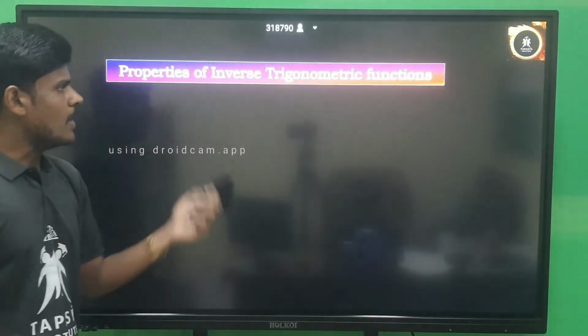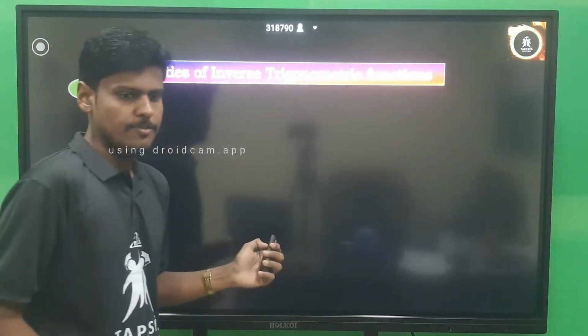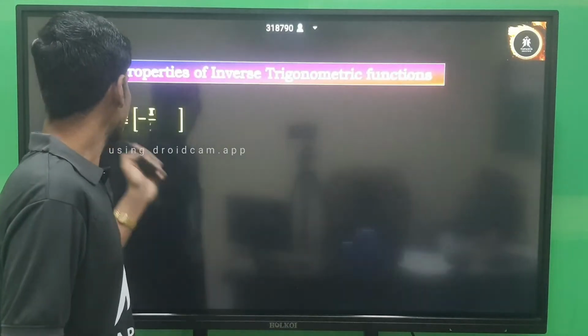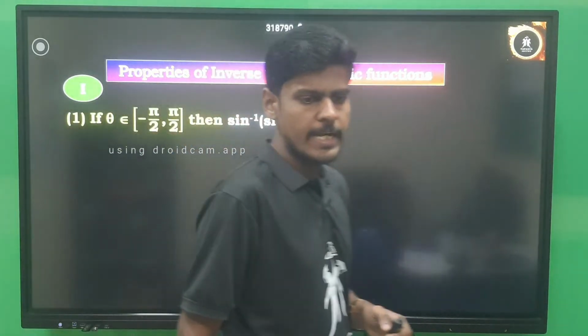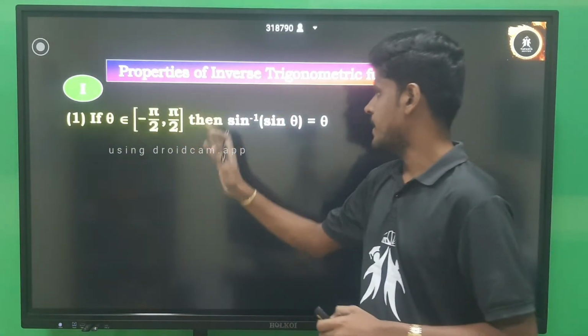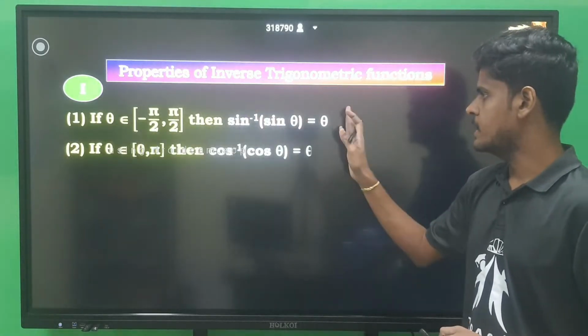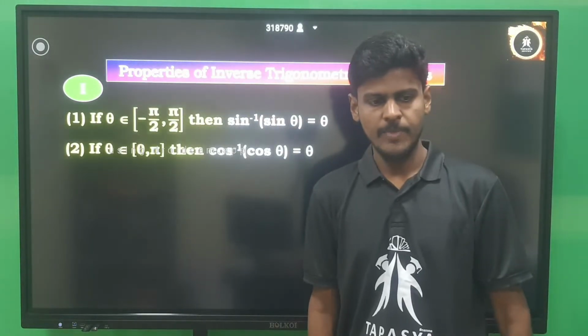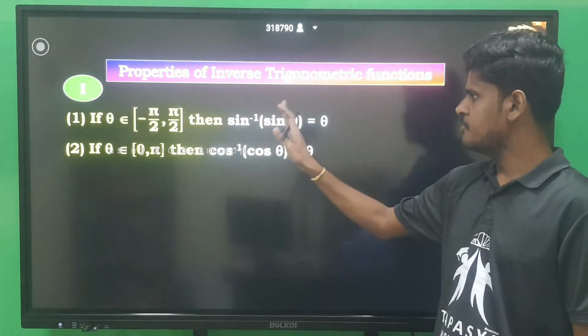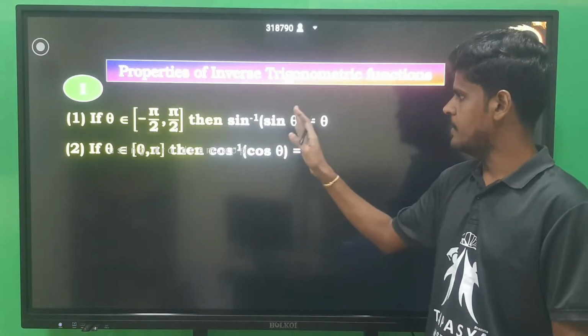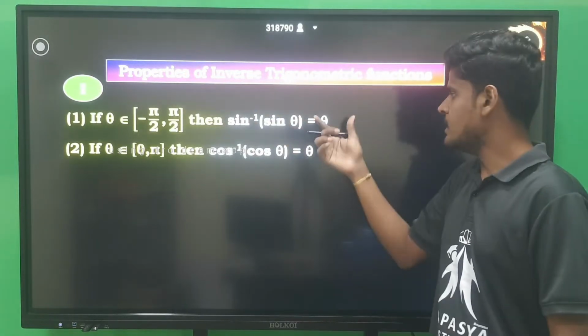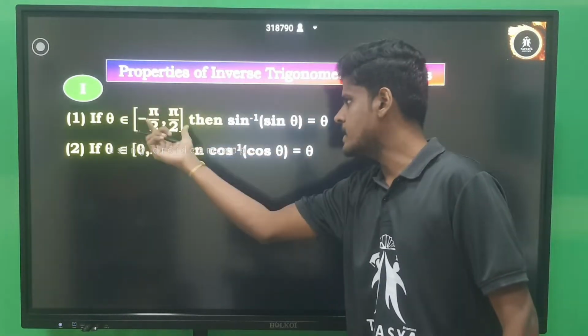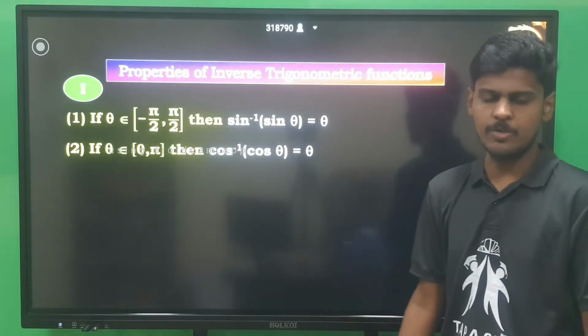Okay, now properties of inverse trigonometric functions. First property is, if theta lies between minus pi by 2 to pi by 2, then sin inverse sin theta equal to theta. We already know this, sin inverse of sin theta means the answer is theta, and this is only applicable when theta is lying between minus pi by 2 to pi by 2.